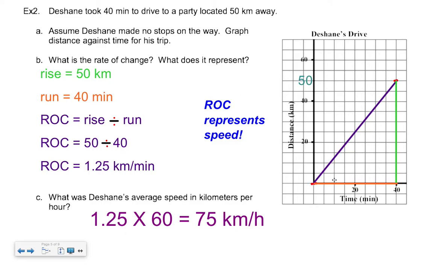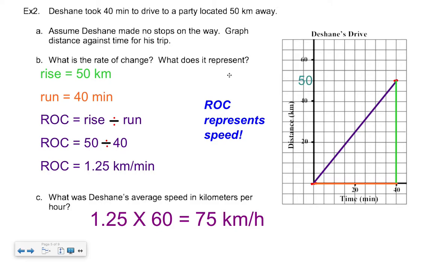And so the orange, how far it goes over by, goes from 0 to 40 minutes, so that's 40, and the rise goes from 0 to 50 kilometers, okay? And so rate of change, rise divided by run, 50 divided by 40, and the units are just the same as this, kilometers here and minutes here. Okay, kilometers per minute. What does it represent? There's the question, and in this case, in all of the cases today, it represents speed.